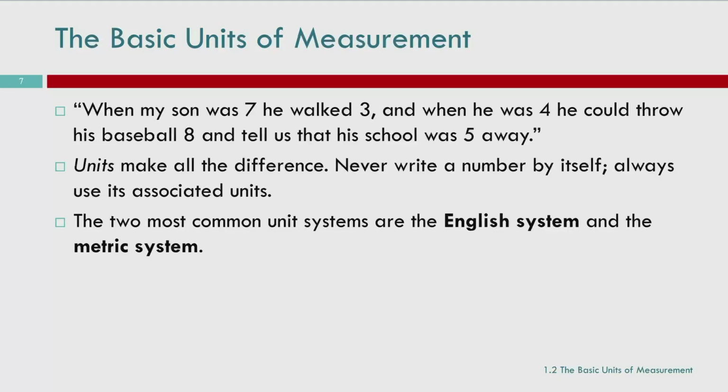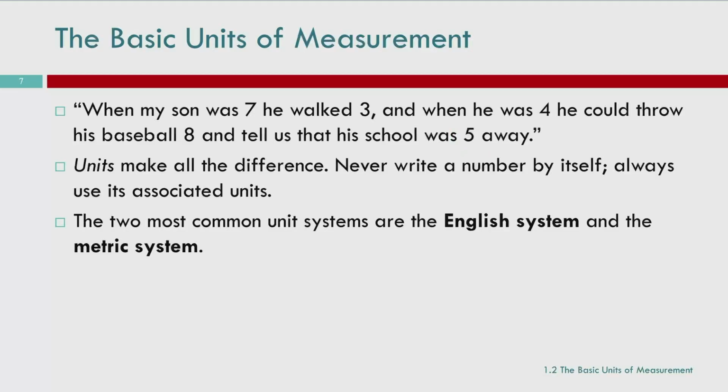Your brain probably put units to all of those numbers. You probably interpreted this as maybe 7 months. He walked 3 feet. When he was 4, maybe years old, he could throw his baseball 8, maybe feet, and tell us that his school was 5 minutes, miles away.